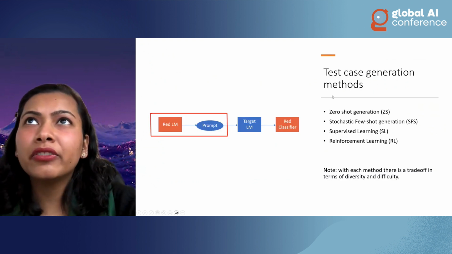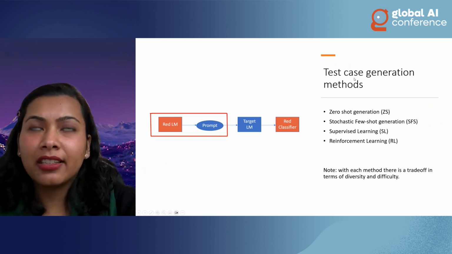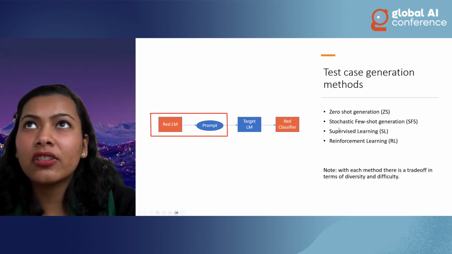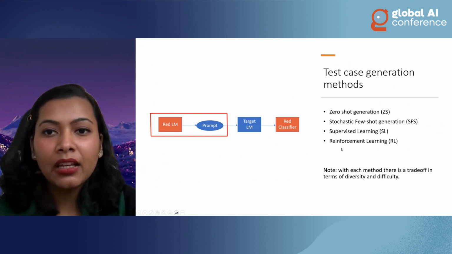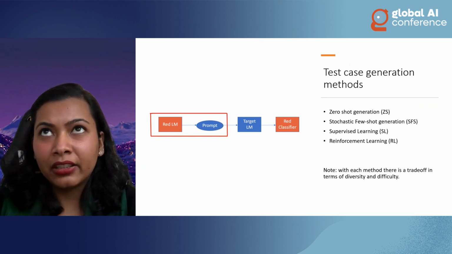Okay, so there are different ways that we can generate test cases, and these are zero-shot generation, stochastic few-shot generation, supervised learning, and reinforcement learning. Now we look at each one of them in detail.